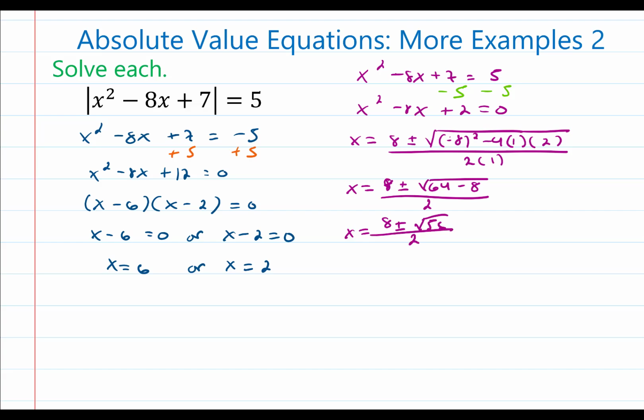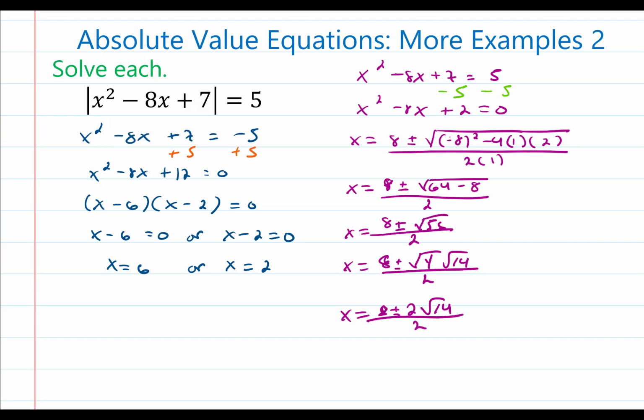Now, because 56 is not a perfect square, we can't take the square root of that value and get an exact answer. However, 56 does have a perfect square that is a factor. So it would be x is equal to 8 plus or minus the square root of 4 times the square root of 14 all over 2. Well, the square root of 4 is equal to 2, so we have x is equal to 8 plus or minus 2 times the square root of 14 all over 2.